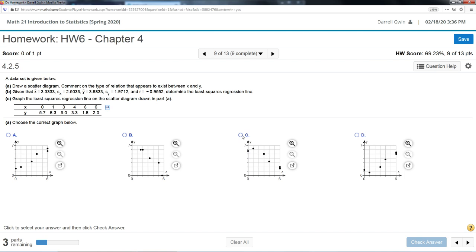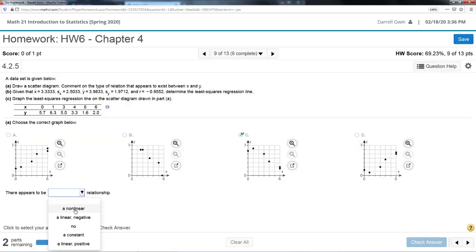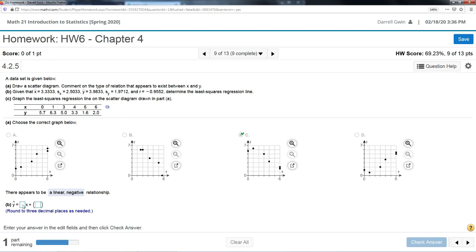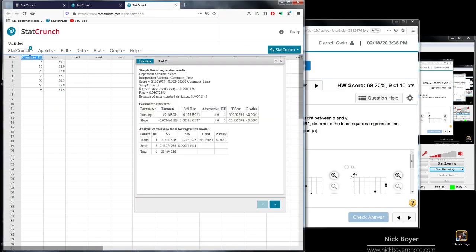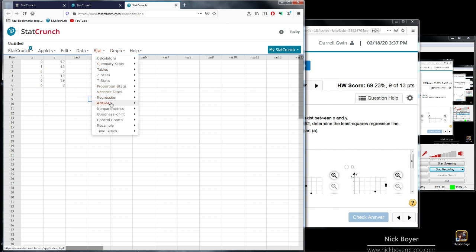There's only one that has the first point. 1, 2, 3, 4, 5, 6. Good job. There appears to be a negative, linear relationship. Looks like a line. Now, what is the slope and the line of best fit? Let's see. Over here, Control V. Uh-oh, didn't replace the last one. Can I delete this? Delete. Alright, the delete button works on the keyboard for this.